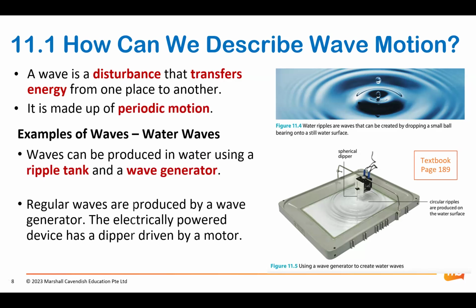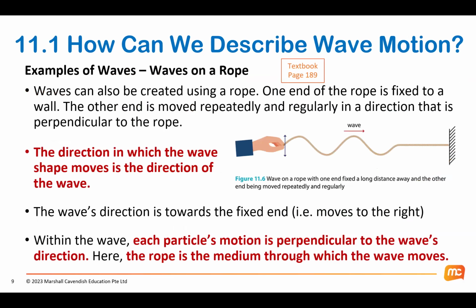We can also generate water waves in a ripple tank that looks like this at the bottom. It's just a glass container which is transparent at the bottom, and you shine light through it. You have a wave generator, which is a motor that constantly dips this spherical dipper into the water, up and down, up and down, and then it will produce circular ripples, or circular wave fronts. These wave fronts can be analyzed by shining light onto them, which projects dark and light areas. So that is a ripple tank. It can produce water waves.